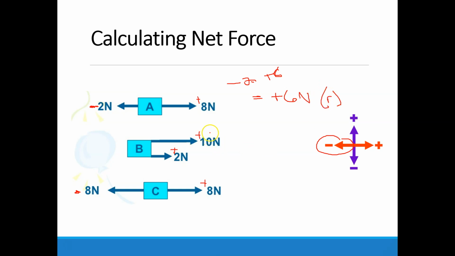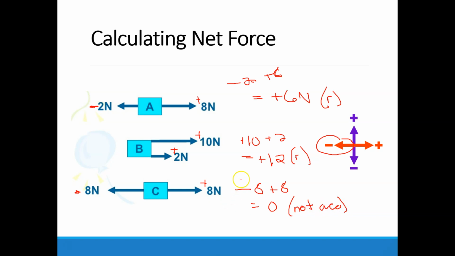Here we've got 10 newtons to the right, 2 newtons to the left, so that's going to be +10 plus -2. And so this actually ends up being a big force to the right, +8. And since it's going to the right, the object will actually accelerate and begin moving to the right. Down here, we've got -8 on the left and +8 on the right. So that actually cancels out to 0. And so this object actually will not accelerate.